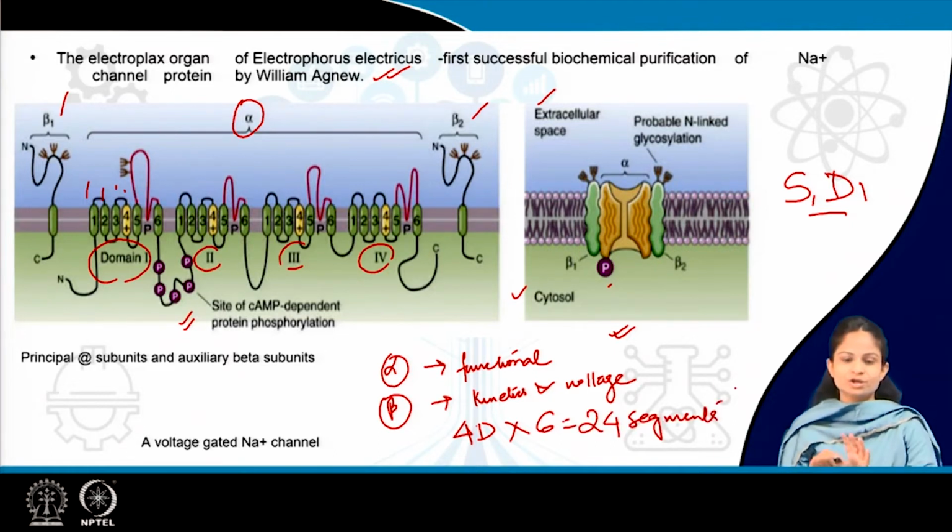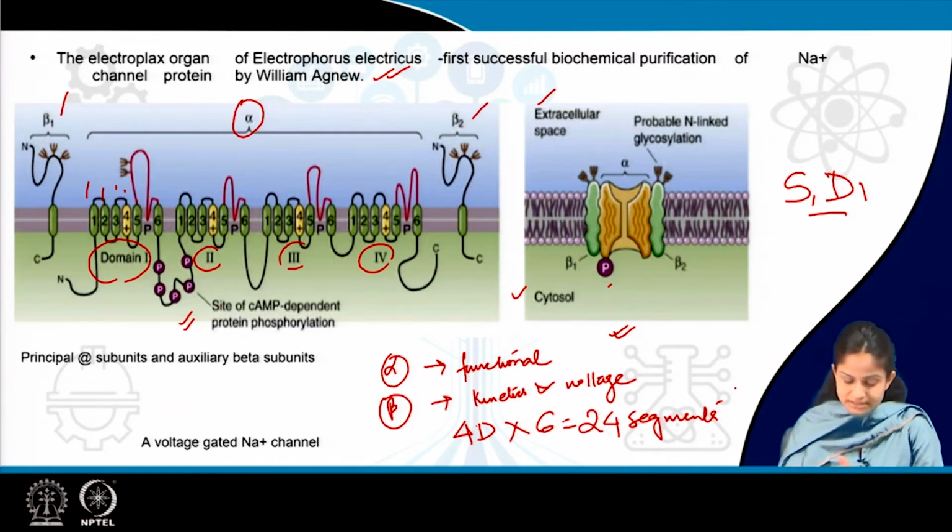This is more or less common in all ion channels. The most abundantly studied ion channel is sodium, which is why we have taken the sodium channel as the first subject. So, 24 segments are present in the alpha subunit.